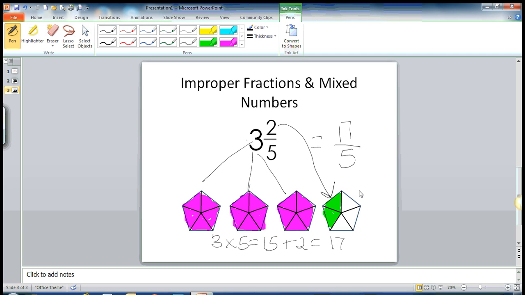So I hope you were able to see how we can change and convert improper fractions and mixed numbers, and how we represent our fractions in amounts that are greater than 1.